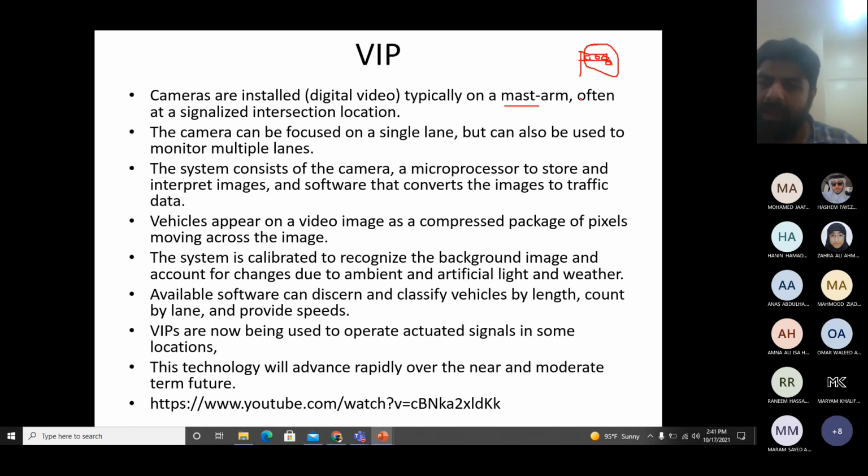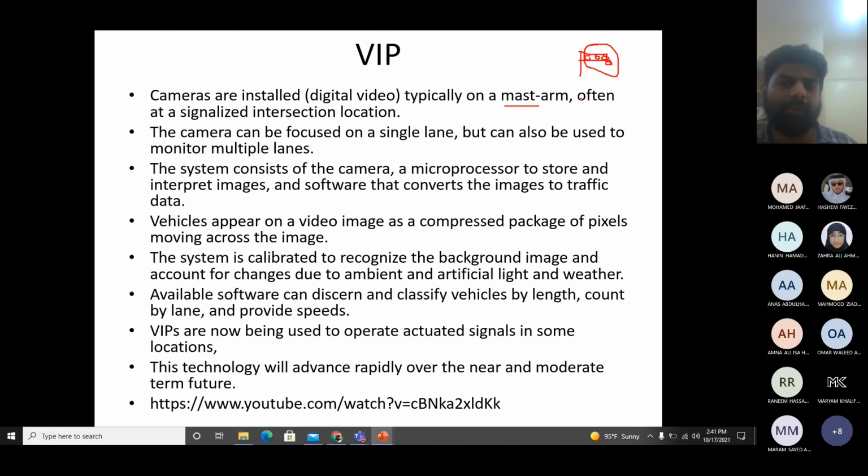So that you have the calibration in all sorts of conditions, and the detector can detect accurately in all sets of conditions. Now VIP technology, video image processing technology, is becoming popular day by day, and it is estimated that in the near future you may see it everywhere.